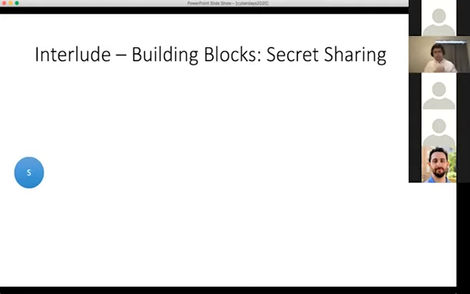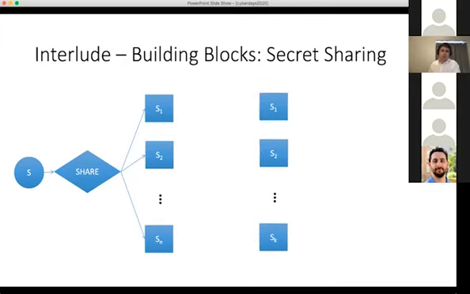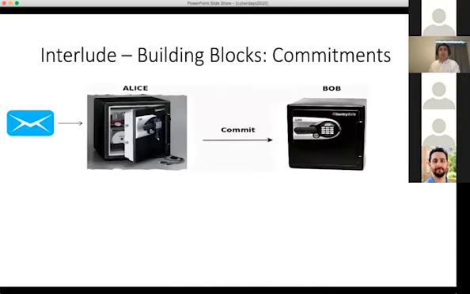The first of them, secret sharing, where you take some private information and split it up into a number of chunks called shares that do not reveal anything about the original secret, unless someone has enough of these chunks. If you have a large enough number of them, above a certain threshold, then you can reconstruct the secret from the shares.